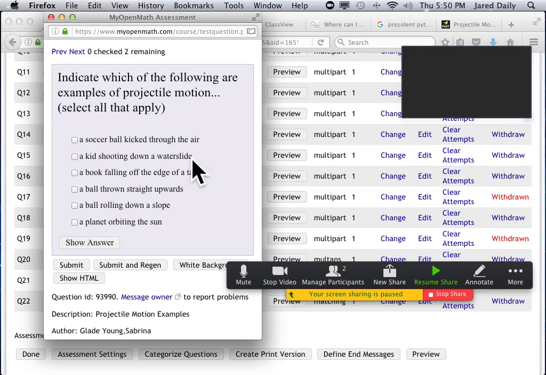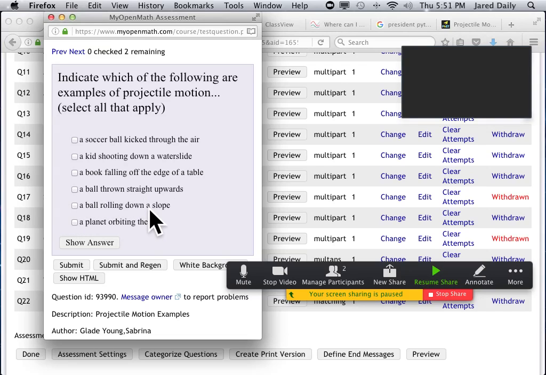So if a kid's on the water slide and he turns, is that a force that's turning? Is that some kind of acceleration? And is it acceleration because of gravity if he's turning? No, it's acceleration because he's running into the edge of the thing, right? And the edge of the slide pushes him, so that one's not. Falling off the edge of a table, yep, that one's projectile. Ball thrown straight upwards, yep.